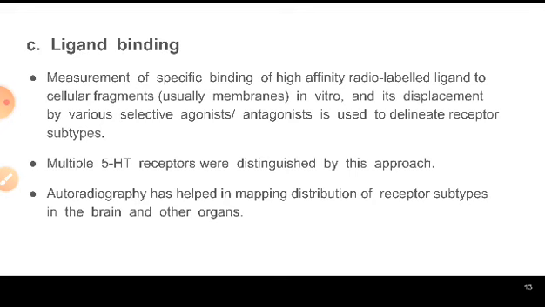Third is the ligand binding. Which ligand is binding to them is another basis for doing the classification. In this, 5-HT receptors are one of the examples by which receptors have been classified, that is, which ligand, or which agonist, is binding to them. On that basis, they have been classified.